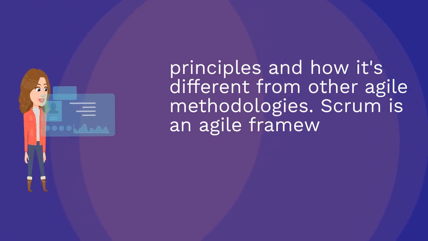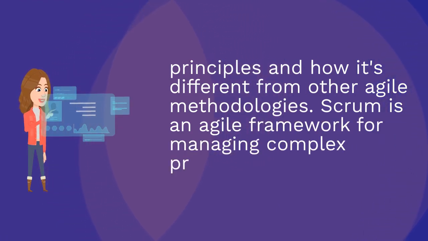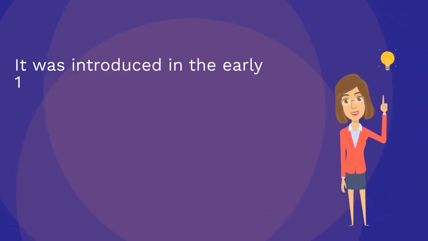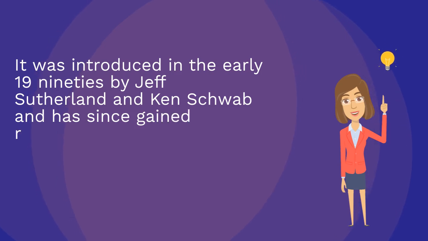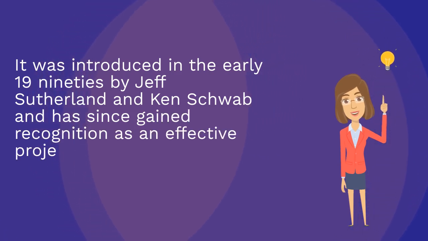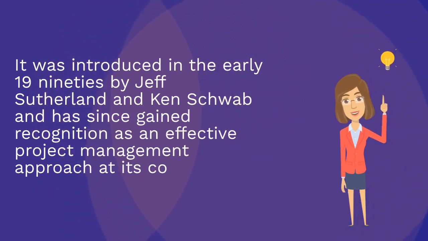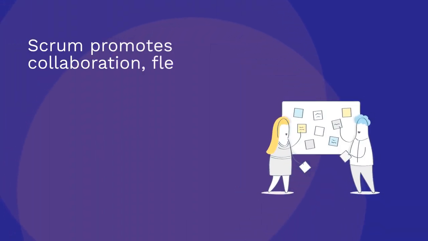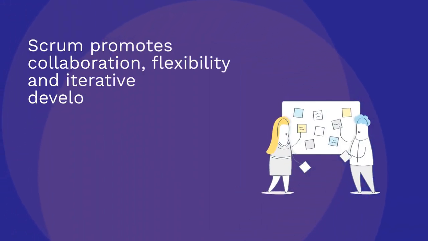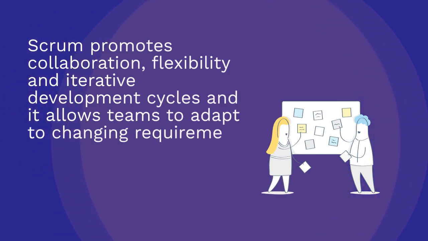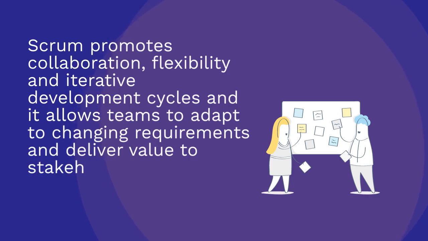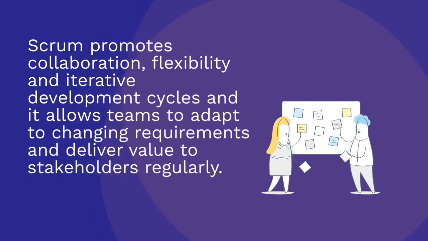Scrum is an Agile framework for managing complex projects. It was introduced in the early 1990s by Jeff Sutherland and Ken Schwaber and has since gained recognition as an effective project management approach. At its core, Scrum promotes collaboration, flexibility, and iterative development cycles, and it allows teams to adapt to changing requirements and deliver value to stakeholders regularly.